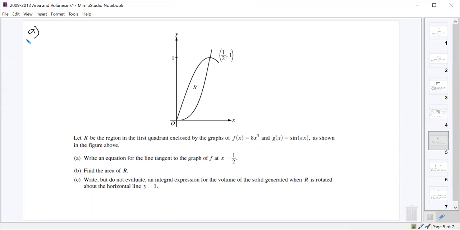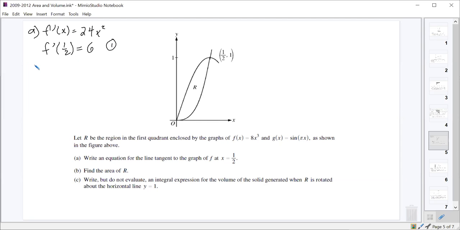For this one, which was, I believe, the 2011 test, part A had absolutely nothing to do with area and volume. We just wanted an equation for the tangent line to f at a half. So if we want to write the equation of a tangent line, what do we need? Slope. We need a slope, and to get a slope, we need to take a derivative. So f prime of x should have been 24x squared. We should have evaluated that at a half to give us 6. And that was worth 1 point if you got 6.